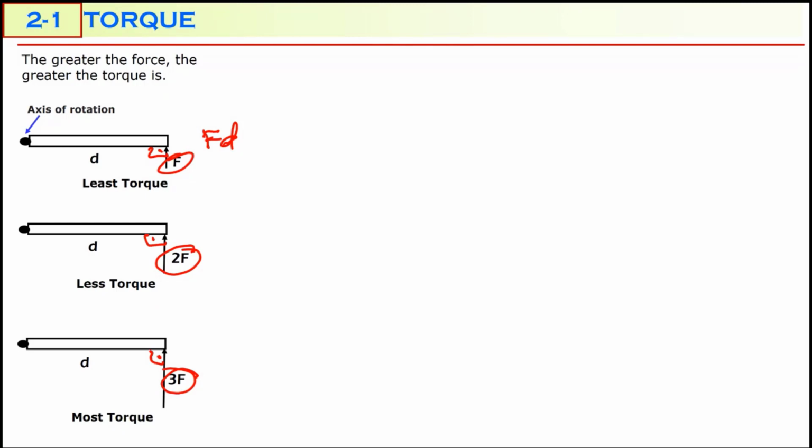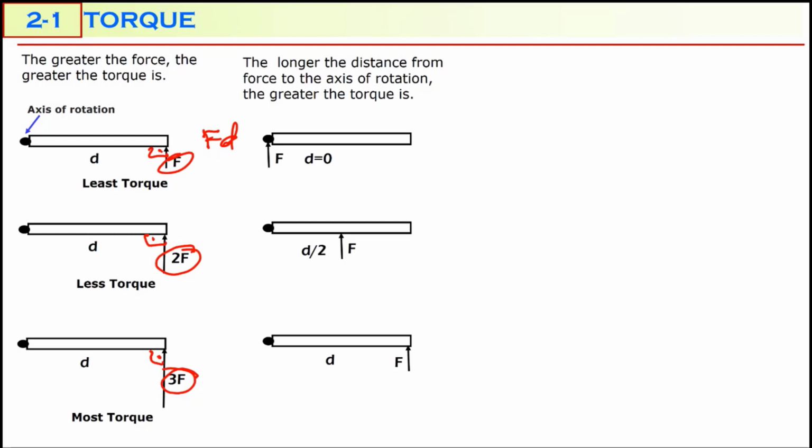The second one: the longer the distance from the force to the axis of rotation, the greater the torque is. In this case, the first force is acting on the axis of rotation. If a force acts on the axis of rotation, what is its torque? There is no torque. Zero torque. The second one is acting at a distance of d over 2. The third one is acting at a distance of d. So of course, the third one has the most torque.